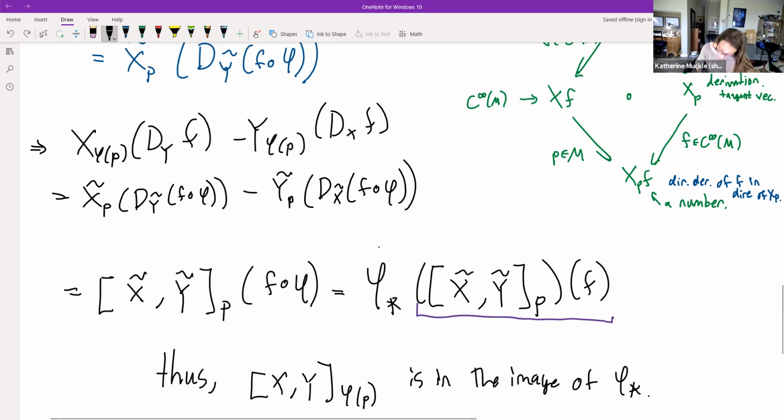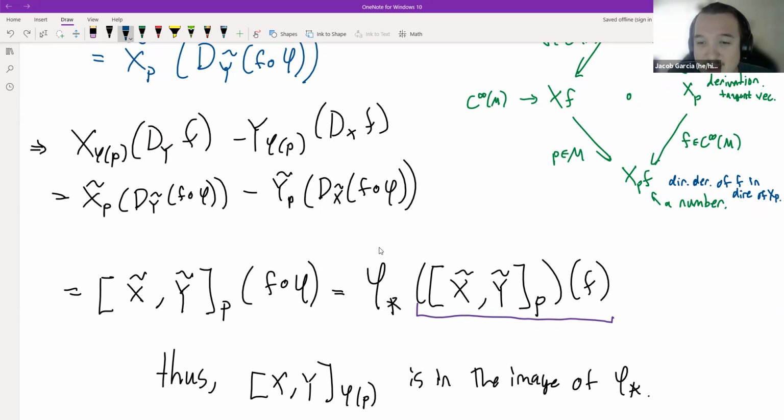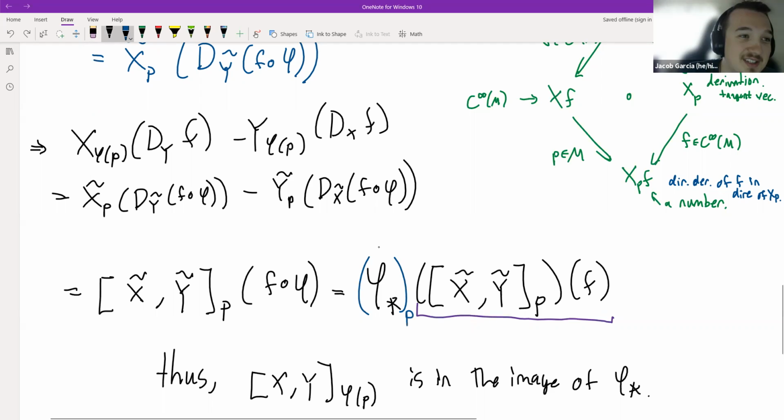Although, I don't know. In my notation, I'm not evaluating this function at p, right? I'm just taking a vector field of a function, but this one's evaluated. Yeah, so there's some sloppiness here, probably. And then this could probably also be evaluated at p. And then that would probably make all of this much nicer. But I'm hesitant to add that in.